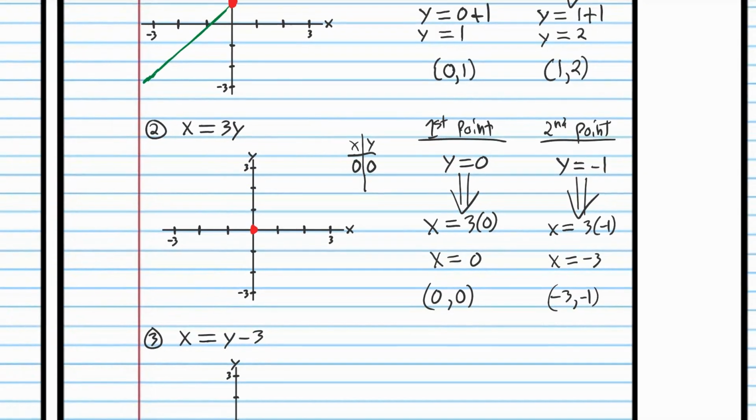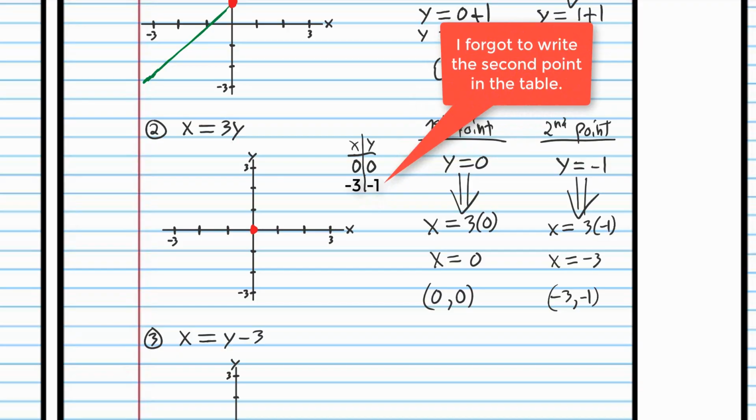So notice how I'm writing the x value first. You always write the x value, the horizontal value, first in the ordered pair. That's extremely important. The y value, the vertical, is always the second number, and the x value, the horizontal movement, is always the first value in the ordered pair. So -3, -1 is down here.